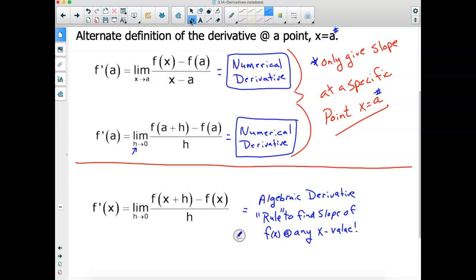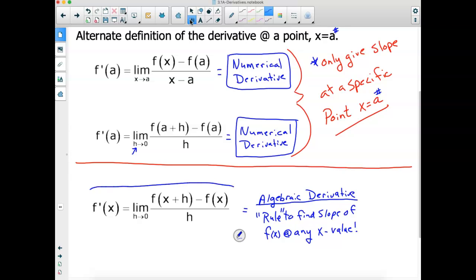And then from there, we defined it a little bit more generally. What we did was we found f prime of x, not a, x. This is for all x. And we found the derivative to be the limit as h approaches 0 of f of x plus h minus f of x over h. What that did is give us an algebraic derivative. What that means is that it gives us an expression in terms of x. It gives us a quote-unquote rule to find the slope of your f of x function at any x value.